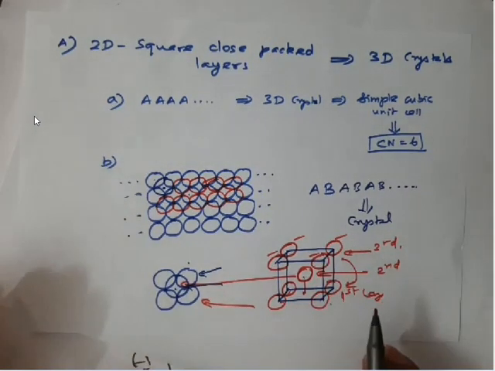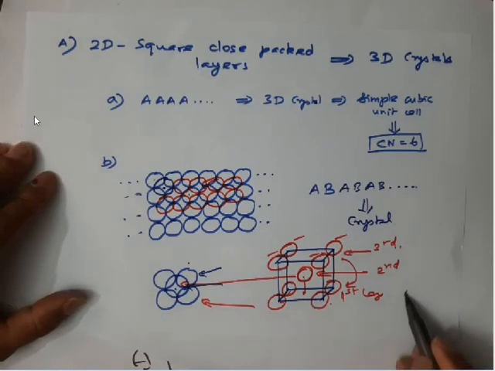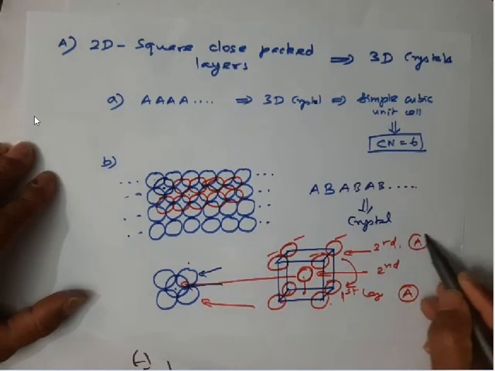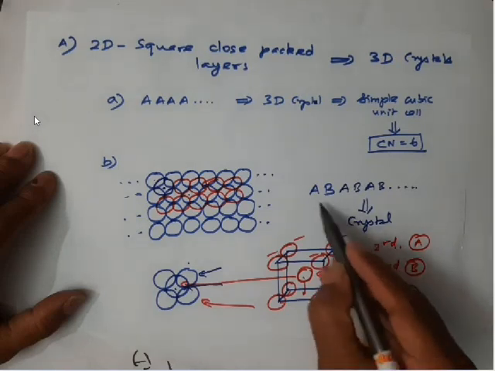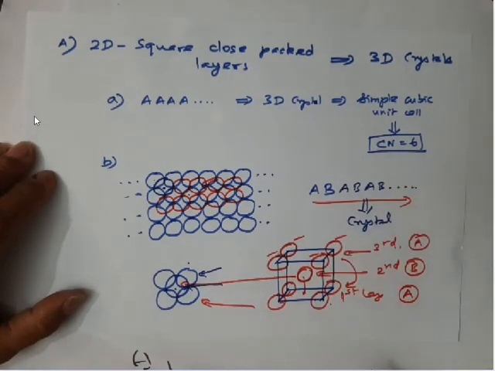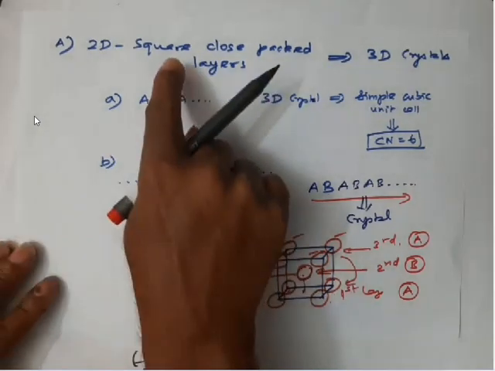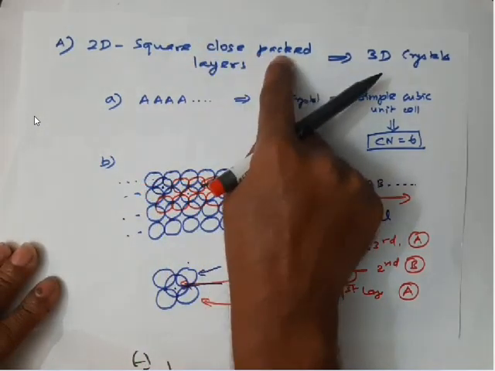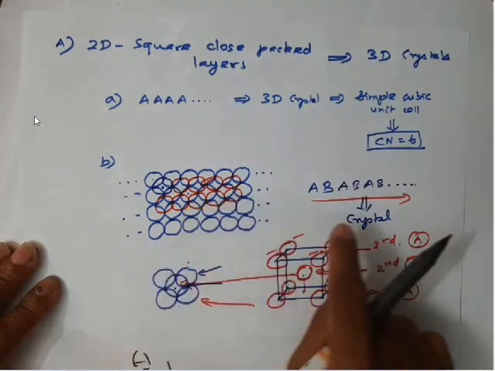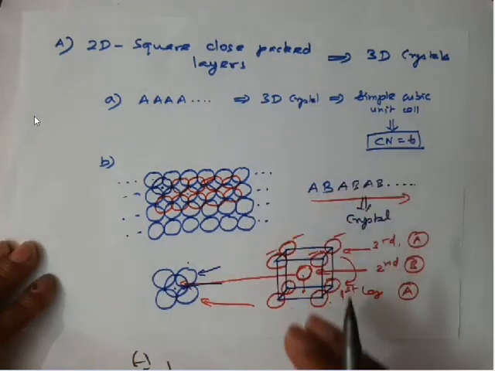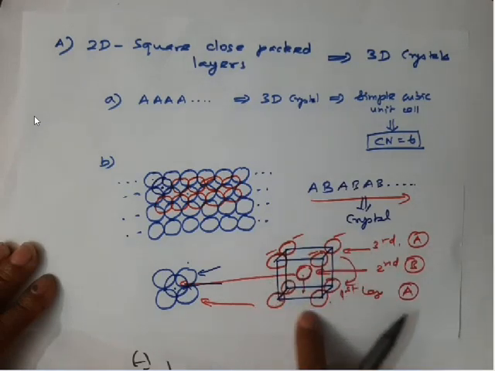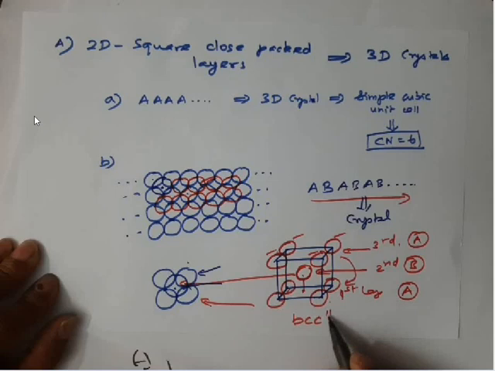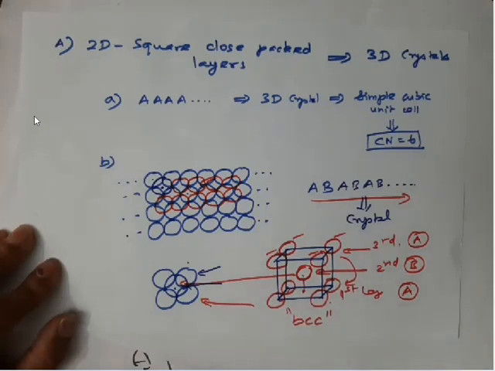So for the third layer and first layer, the atoms coincide. They eclipse each other. Therefore, if the first layer is represented as A, the third layer should also be represented as A. The second layer is different, therefore I am representing that as B. So I'll get an AB type of arrangement. The point is this: you take two-dimensional square close packed layers and arrange the layers in AB type manner one over another, you will get a crystal. That crystal consists of a body centered cubic unit cell, BCC.